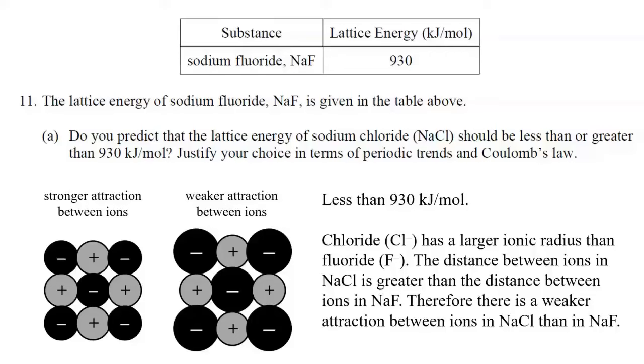You may recall it's actually 788 kilojoules per mole, so I actually kind of spoiled that number by giving it as an example earlier, but based on Coulomb's law and atomic radius, we have a larger distance between the ions, resulting in a weaker attraction and a lower lattice energy.